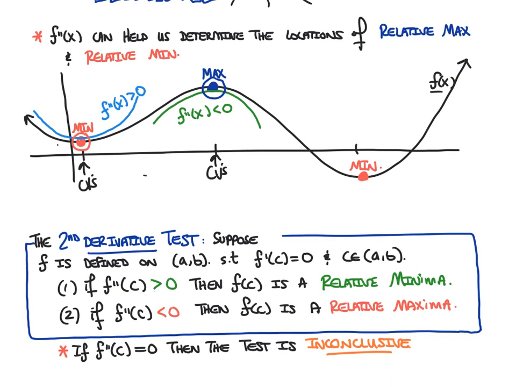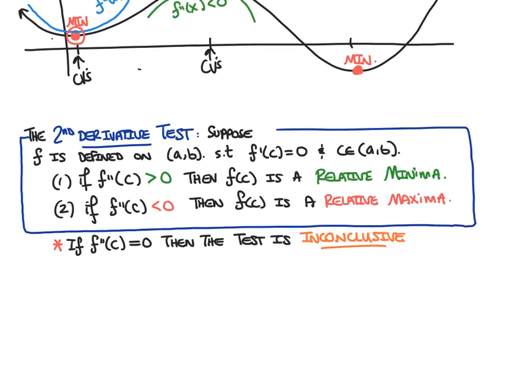So our second derivative test says if a function is defined on an interval and you have a critical point, that's all that this is saying, then for a positive second derivative, you have a minima, and for a negative second derivative, you have a maxima, a relative max. And if the second derivative is 0, this test is actually said to be inconclusive. Let me zoom up and we'll practice this.